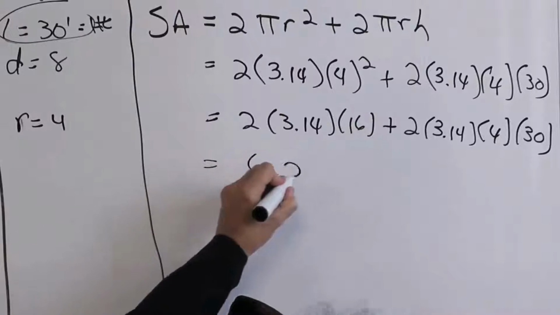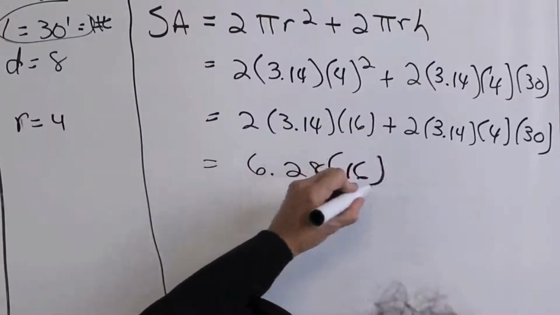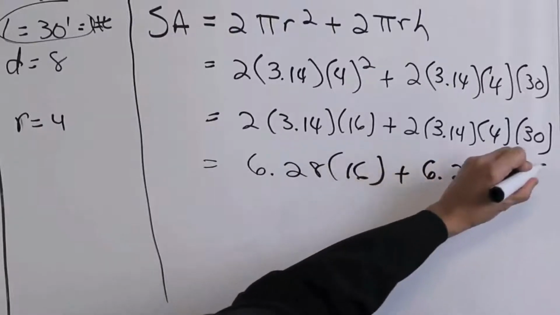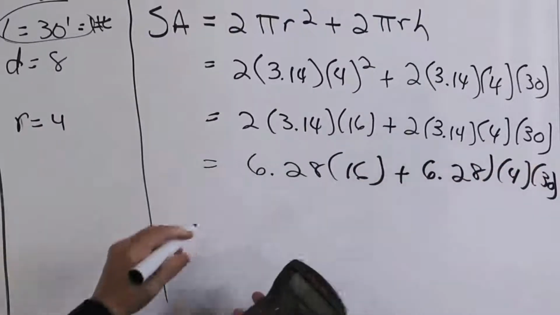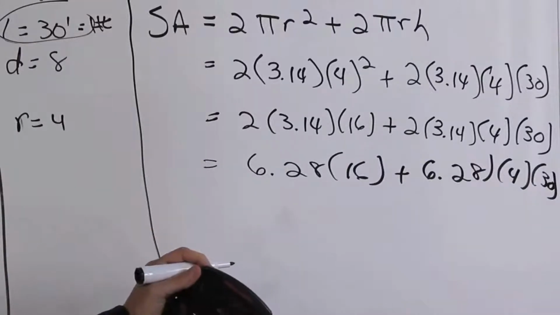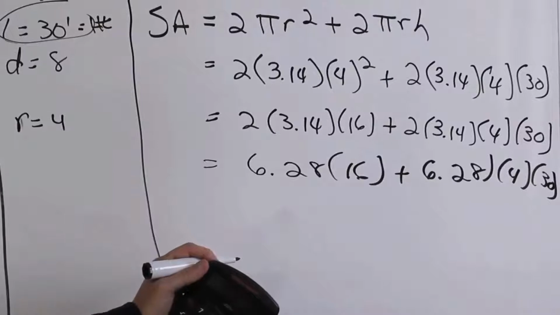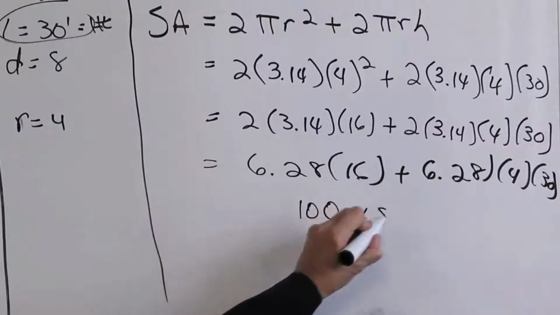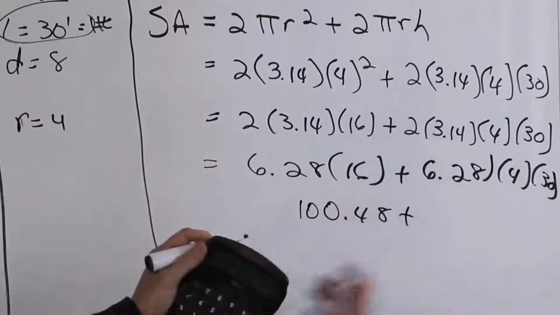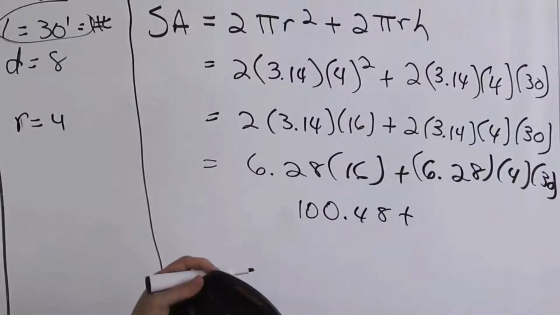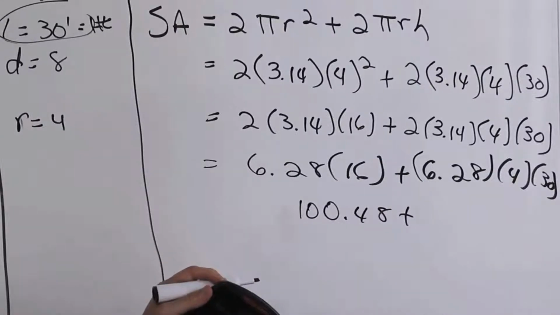Okay, 6.28. I could do that one in my head, so I didn't bother with the handy-dandy. 6.28 times 4 times 30. Okay, now I'm going to do a handy-dandy calculator move. Ready? All right. 6.28 times 16 equals 100.48. Plus, I'm going to do this all across, okay? This whole thing across. You ready? 6.28 times 4 times 30.